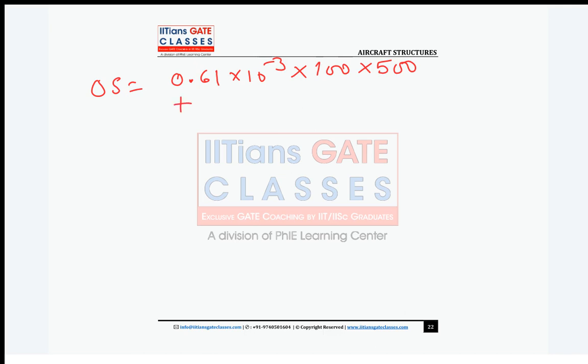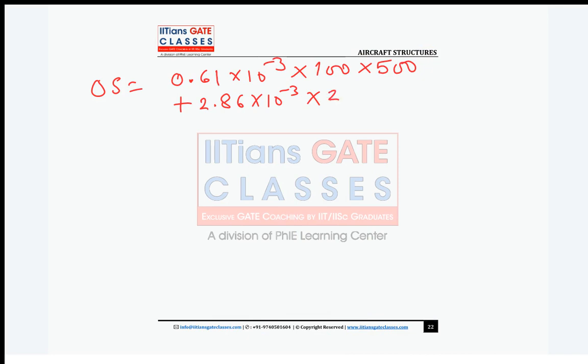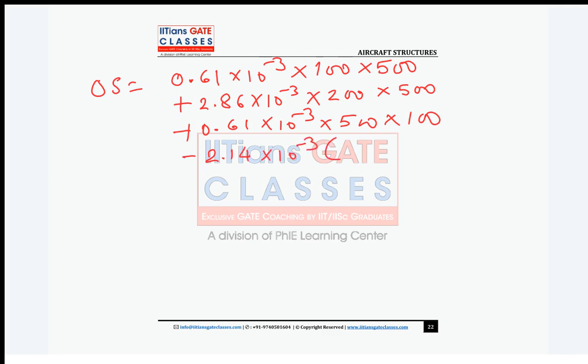It is 2.86 into 10 to the power minus 3. Okay. So what is the length? I think 200 is the length. So 200, and what is the momentum? In this case, momentum is, I think, 500. Then 0.61 into 10 to the power minus 3. Length is 500. What is the momentum? 100. Then the last, which is minus 2.14 into 10 to the power minus 3. And what is the area? It is 1,35,000 minus 500 into 100. So guys, can we find the value?